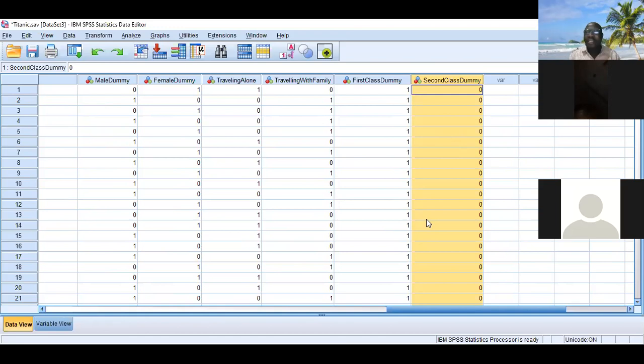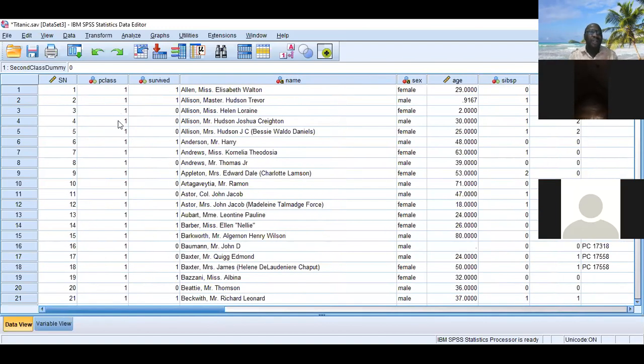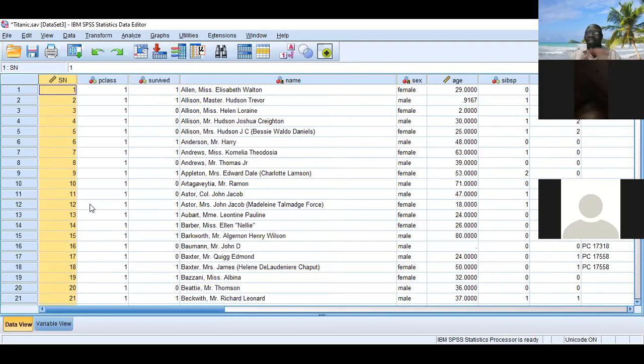So look at what I did. Class is the first variable. First I make sure I sort the data in ascending order by serial number so that you don't mix it up. The way I got the data, they don't have serial numbers, so after putting the data in Excel, I created serial numbers, so that when I work on it I will not mix it up.